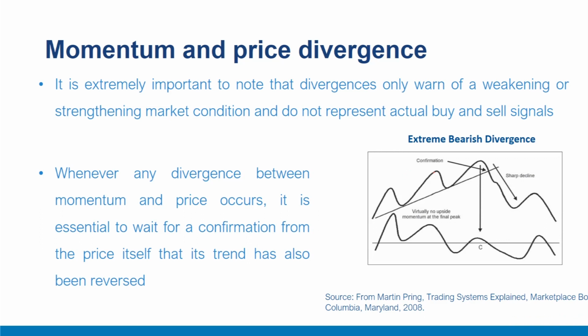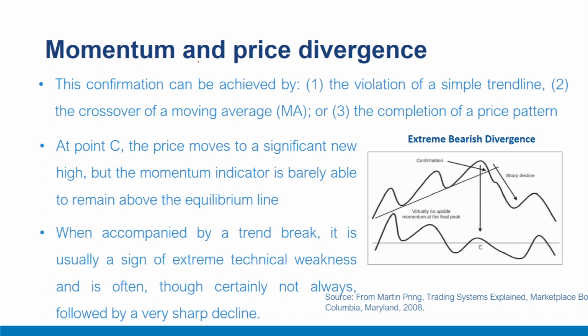For example, here, notice there is an upward price movement, but the momentum oscillator does not agree here. So the oscillator is going down, which indicates a negative divergence, and some kind of trend reversal may happen, which is further confirmed by this trend line break here. So there is confirmatory evidence, after which indeed prices fall and the trend is reversed. For such confirmations, as we discussed earlier, we can look at the violation of a simple trend line, as we saw here, or the crossover of a moving average, or the completion of a price pattern, as we can see here in the figure.